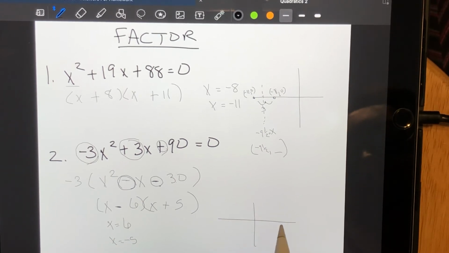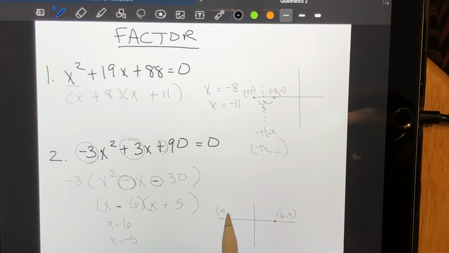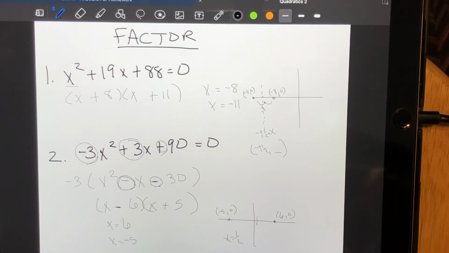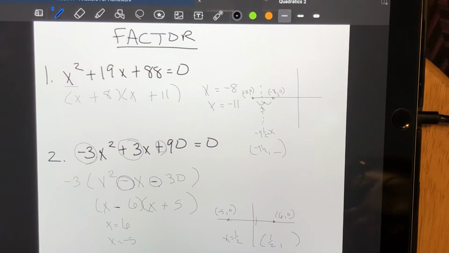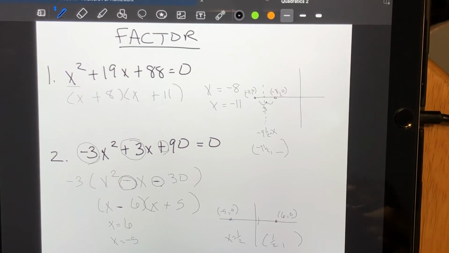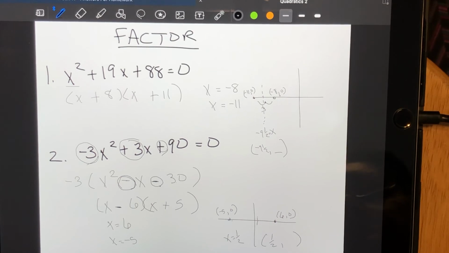So if I were graphing, I would have a point at 6, 0. I would have another point at negative 5, 0. I know that my axis of symmetry lies right in the middle, which is going to be 5.5 over. So I'm going to go 5 this way and then 1/2. So x equals 1/2 is where my axis of symmetry lies. That means that the x value of my vertex must also be 1/2. So again, we get all of the information that we need to be able to graph and solve for the zeros of our graph from factoring our equations.